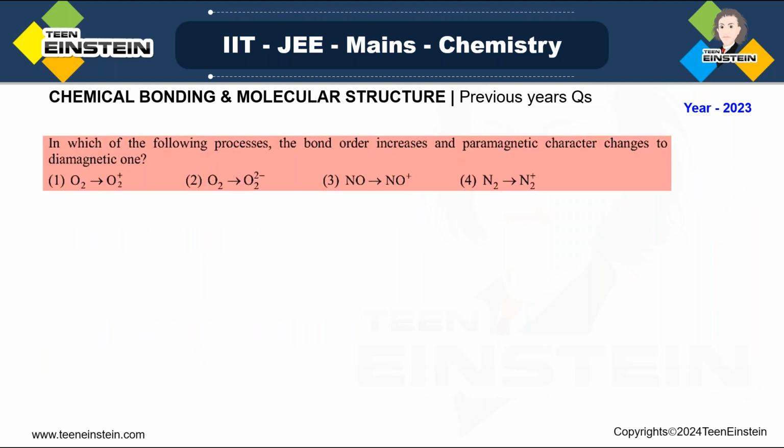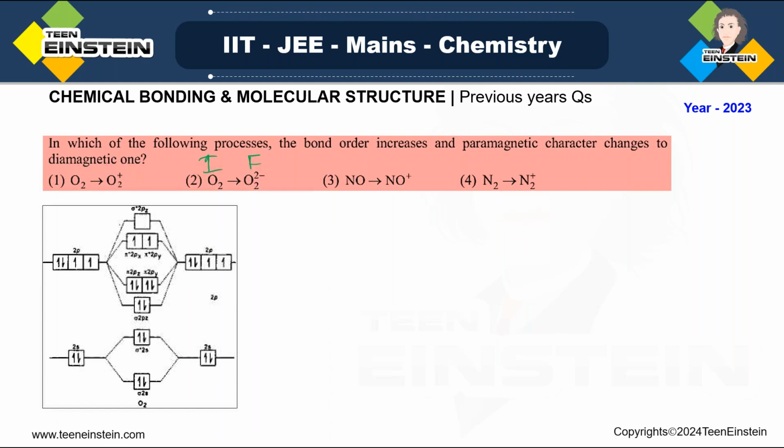In which of the following processes does the bond order increase? That means, suppose this is initial, this is final. When you move from initial to final, the bond order will increase and the paramagnetic character will change to diamagnetic. Now this happens in which of these systems, that we have to understand. First of all, we have to draw the molecular orbital diagram of all these species. So this is for oxygen, and for oxygen we know it is 2s2, 2p4. So 2p4 from 2 oxygens, the total number of electrons 4 plus 4, it will be 8.